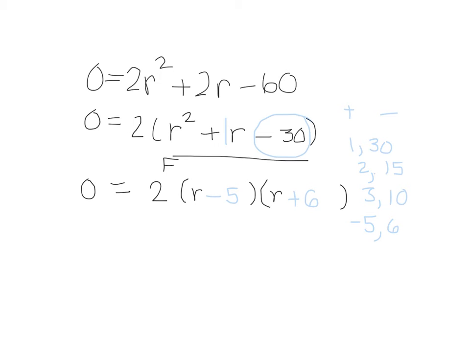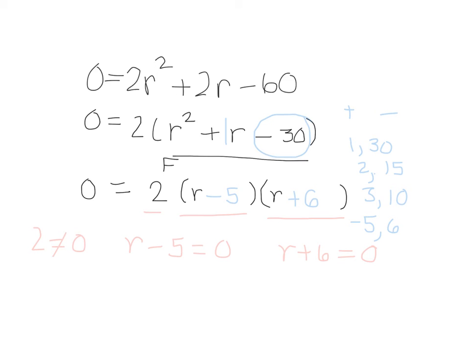Now in this polynomial, again, we're taking it one step further and we're wanting to solve. In this polynomial, we have three things that are multiplied together that have a product of 0: 2, r minus 5, and r plus 6. So if we set each of them equal to 0, we'd have 2 equals 0. Well, that's impossible, so we're not going to get a solution from that. We have r minus 5 is 0, and we have r plus 6 is 0.